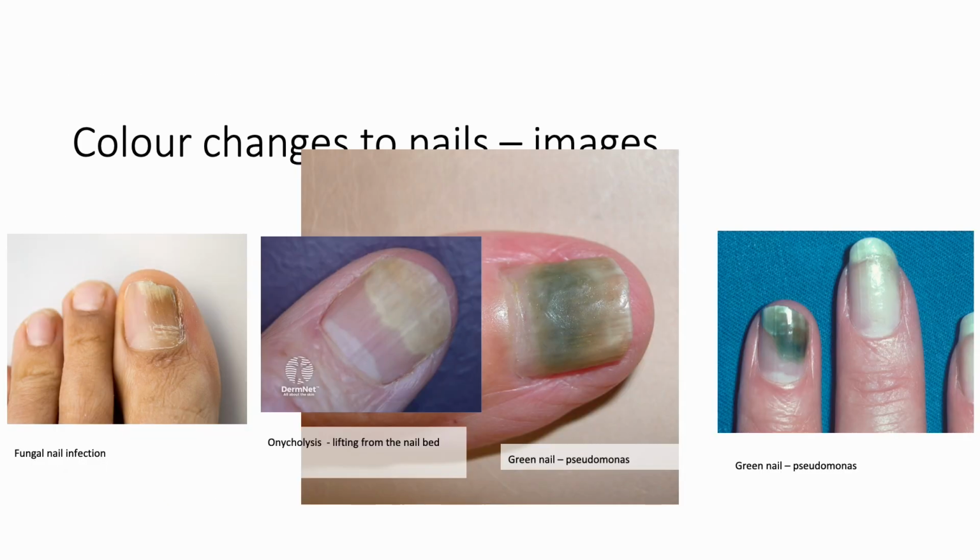Here are some more images of the colour changes discussed on the previous slide. In the first image, we can see a fungal nail infection, which, as you can appreciate, is fairly similar in appearance to onycholysis. The clear line on the second image, where the nail is lifted, is a clue to this. The third and fourth images on the right are indicative of a subungual pseudomonas infection, a green nail.